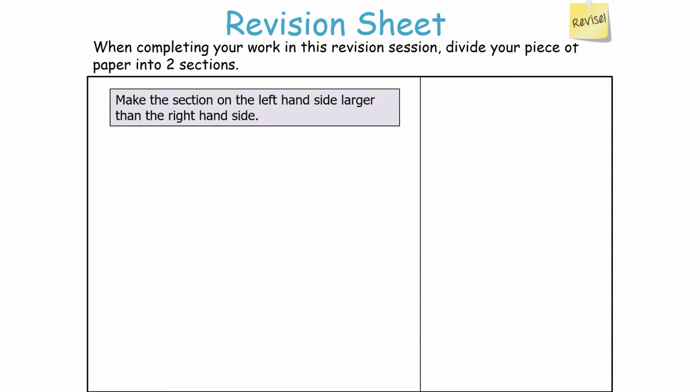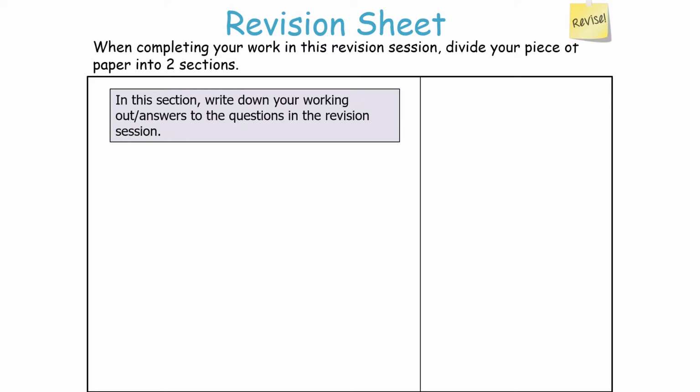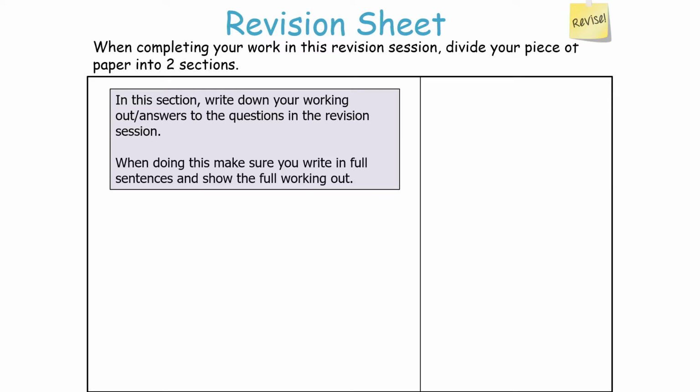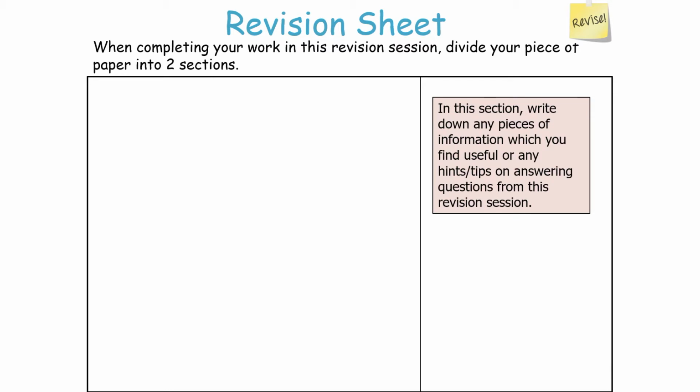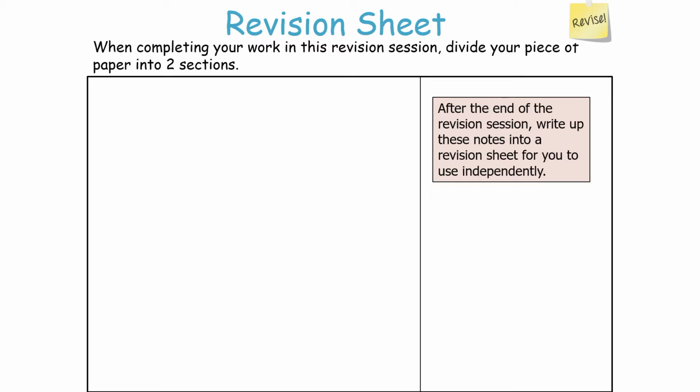You would get a piece of paper and divide it into two sections. Make the section on the left hand side larger than the right hand side. In the left hand section you would write down your working out and answers to the questions in the revision session. Make sure you write out your answers in full sentences and show your working out. In the right hand section, write down any pieces of information that you find useful or any hints and tips on answering questions from this revision session. After the end of the revision session, write up these notes into a revision sheet for you to use independently.